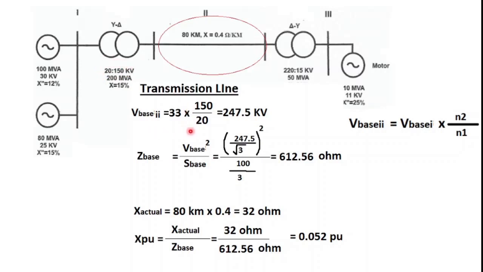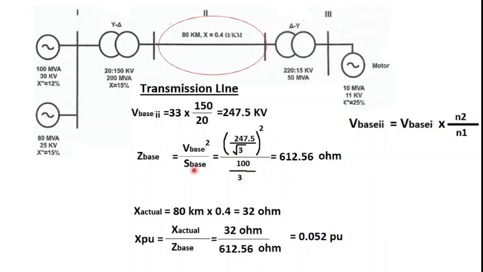And if you solve this problem, you will get V base 2 equals 247.5 kilovolt. Okay, so there was another formula, Z base equals V base squared by S base, and then just plug in the values into this. Now I am dividing this by √3 because we are converting it into single phase.